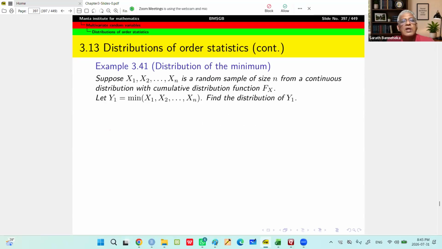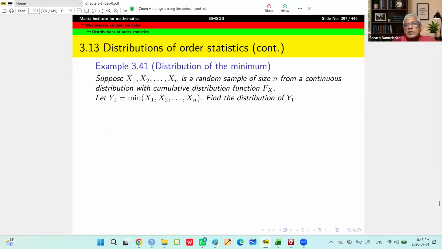Right. So let's derive the distribution of the minimum. Suppose X1 up to Xn is a random sample of size n from a continuous distribution. Here we are considering the continuous case only, but the same idea can be applied to the discrete case also. But here I'm considering continuous, with cumulative distribution function, say capital F_X. Let Y1 be the minimum of the sample. Then find the distribution of Y1.